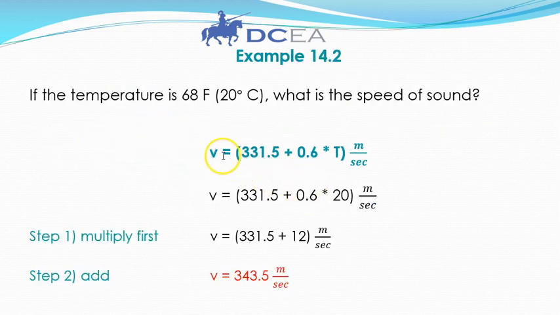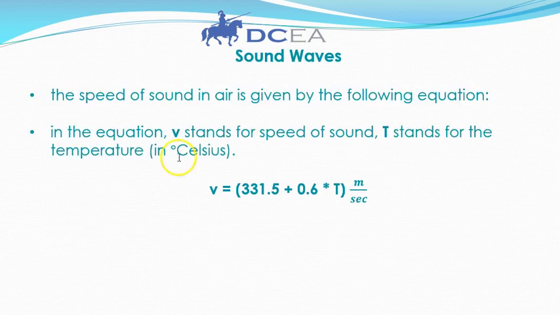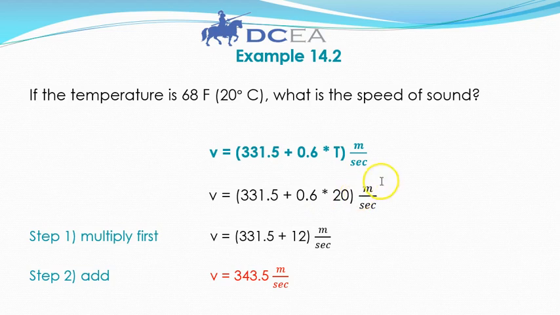So, we have our formula, and it says V equals 331.5 plus 0.6 times T. Now, once again, let's look at this. The T stands for the temperature, so this would be the outside temperature where we're doing the experiment. And that temperature can change the actual results for the speed of sound.